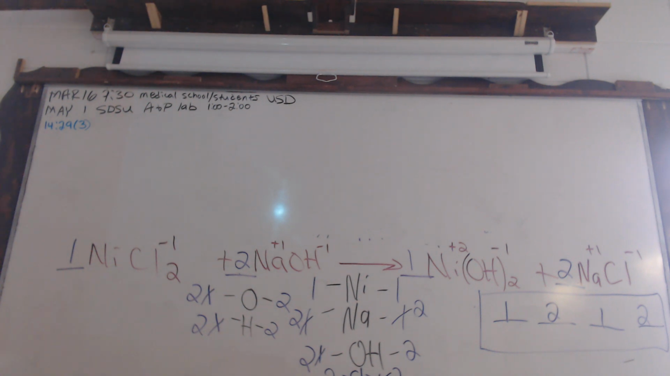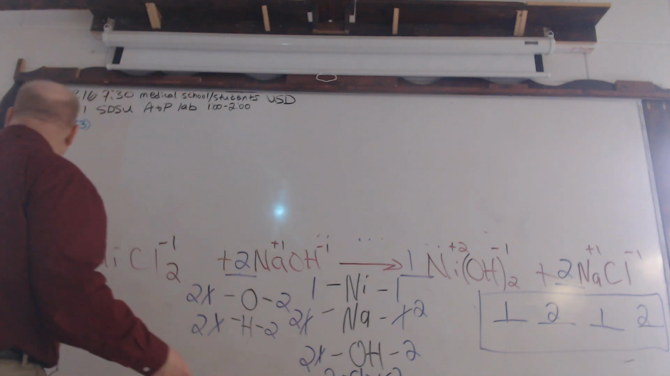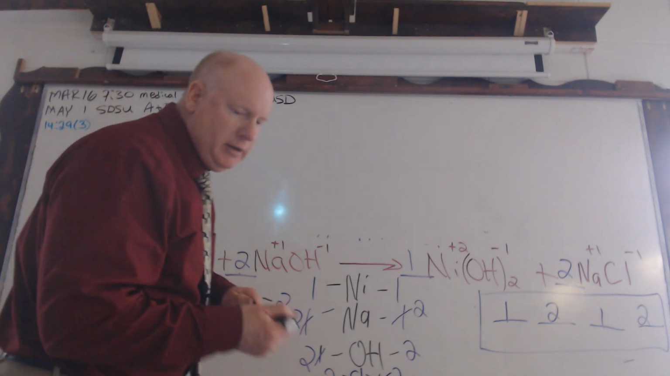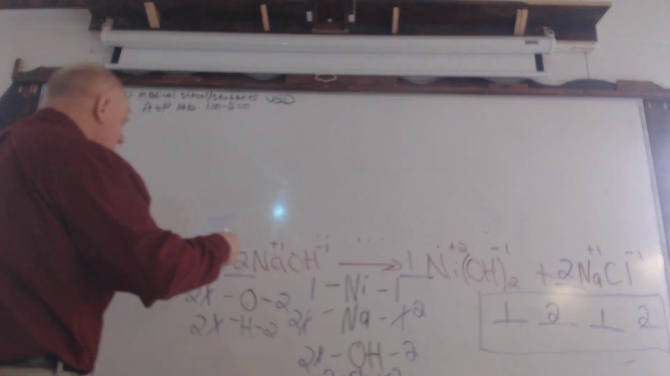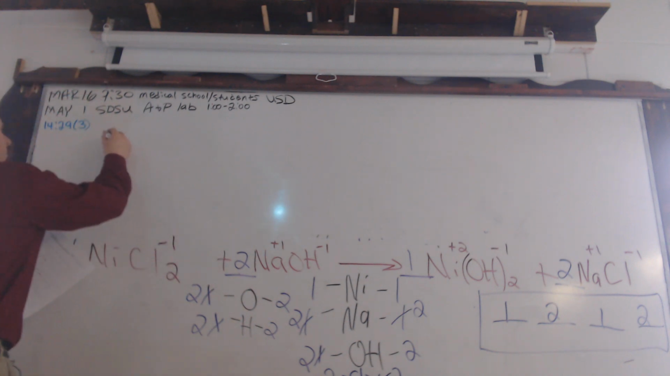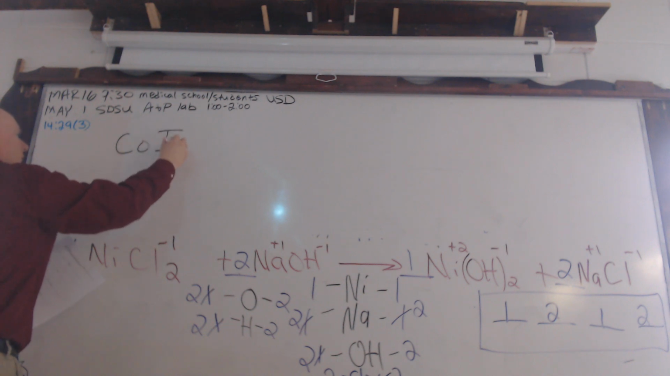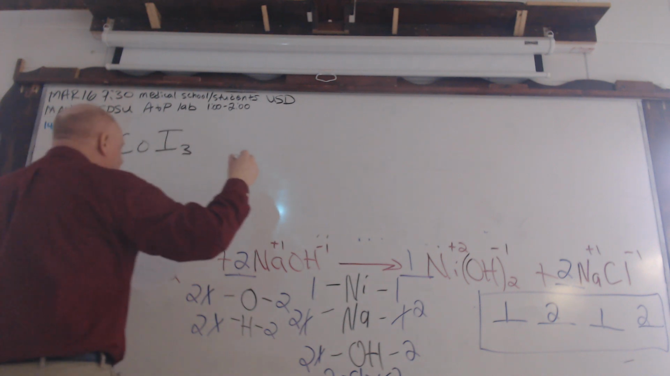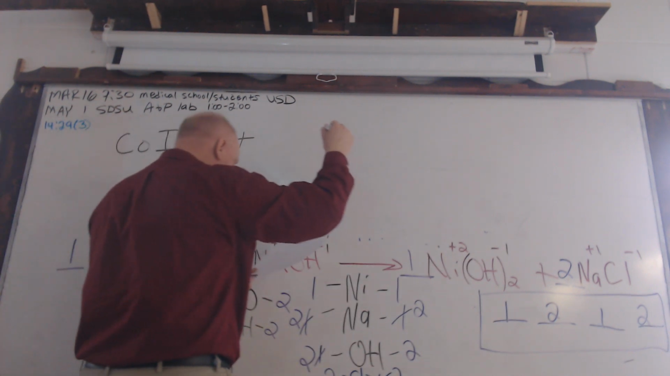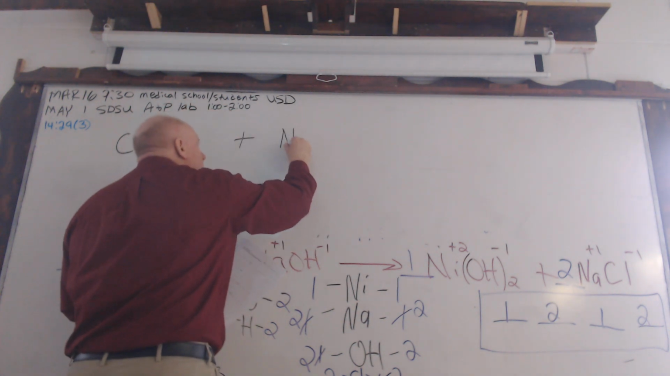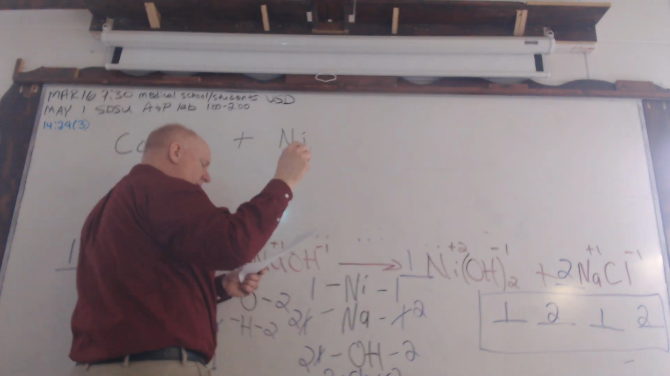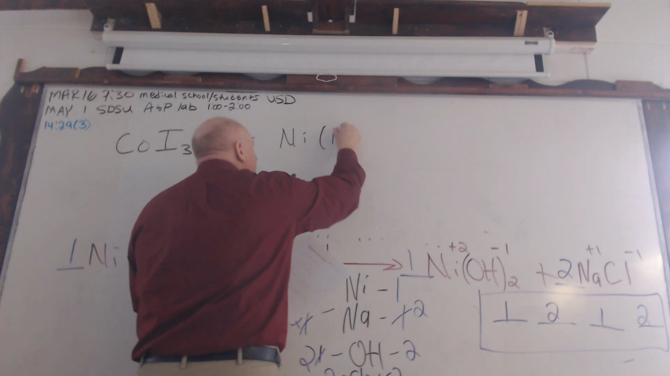4. Okay, number 4, okay? Says as follows. Looks to me like we got cobalt iodide, but what cobalt? Positive what? Positive 3. And then we've got what type of nitrate? Or excuse me, nickel.